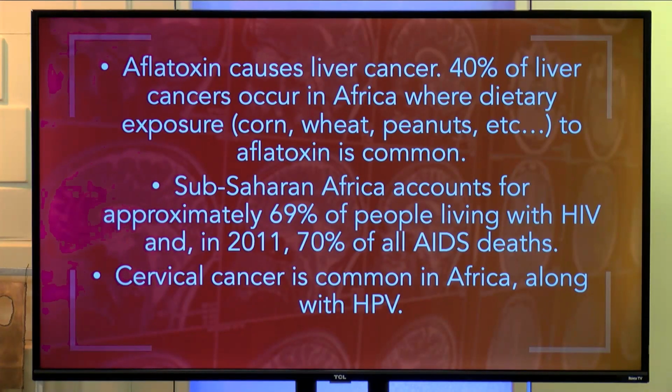Aflatoxin causes liver cancer. 40% of liver cancers occur in Africa where dietary exposure, corn, wheat, peanuts, other grains, to aflatoxin is common. Sub-Saharan Africa accounts for approximately 69% of people living with HIV, and in 2011, 9-10 years ago, 70% of all AIDS death. This is in Africa. Cervical cancer is common in Africa, along with human papilloma virus. So you're beginning to see, folks, where we eat a lot of, where our staple is corn, where our staple is wheat, where our kids eat a lot of peanuts. And this is globally, although it's very bad in other countries.